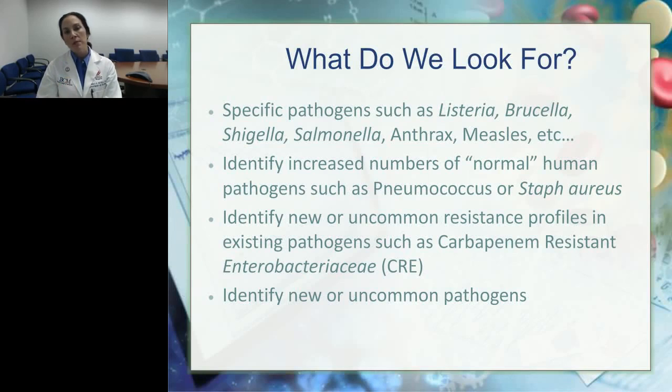We look for some specific pathogens, so listeria, brucella, shigella, salmonella, anthrax, measles, but those are not the only things that constitute a potential outbreak. We also look for any increase in what we might refer to as a normal human pathogen, so pneumococcus or Staph aureus. If we see an increase in numbers, that may be enough to alert us to something going on.